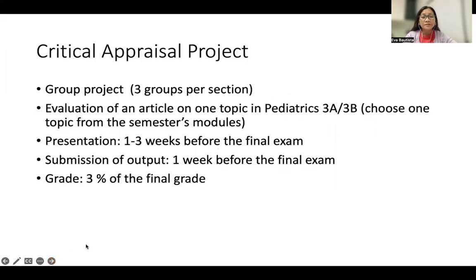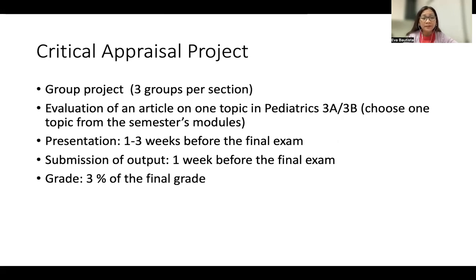So this is a group project, and each section will be divided into 3 groups. Each group will evaluate an article on one topic in your subject, Pediatrics 3A or 3B. You will be choosing one topic from the semester's modules, but we will be assigning specific modules per section. The presentation will be sometime 1 to 3 weeks before the final examination.